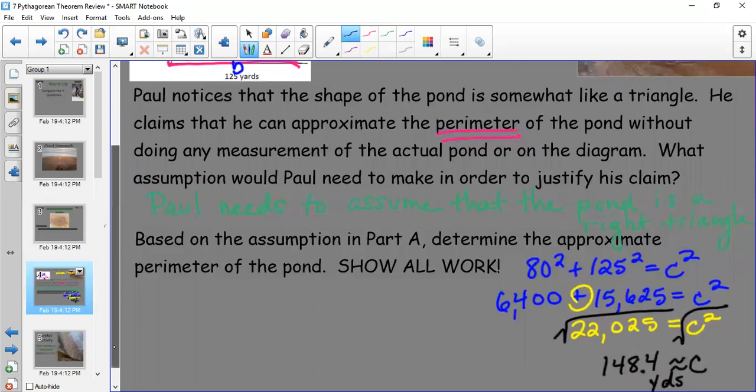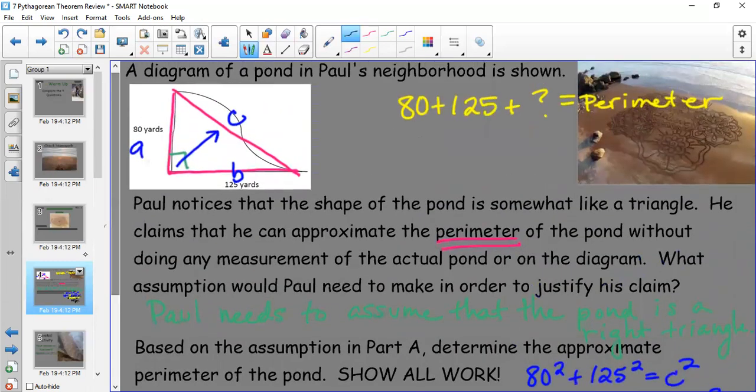Now I'm going to check just to see if it makes sense. So if I put in approximately 148.4 yards, does it make sense? In other words, is C your biggest side? Because remember, your hypotenuse is always supposed to be your biggest side. In this case, everything checks out.